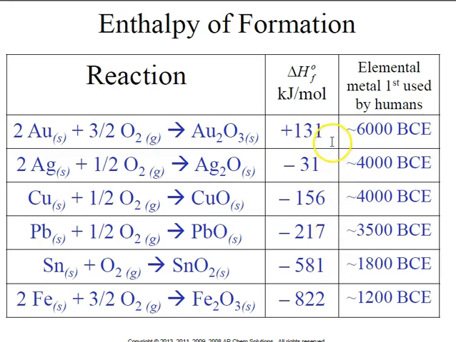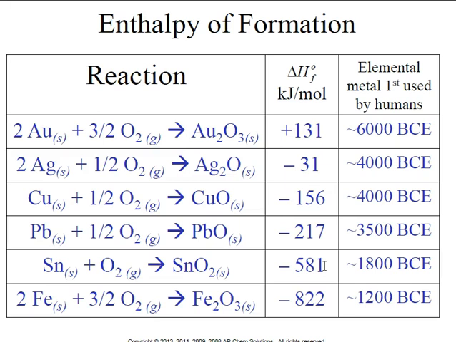So for gold oxide, it requires heat to make that. So you would have to heat up the gold, for example, to make that. Then for silver, it releases a little bit of heat when that's made. Copper releases a little more. Lead, a little more. Tin, this releases a lot of heat when that is oxidized. And then iron releases a lot of heat when that is oxidized.